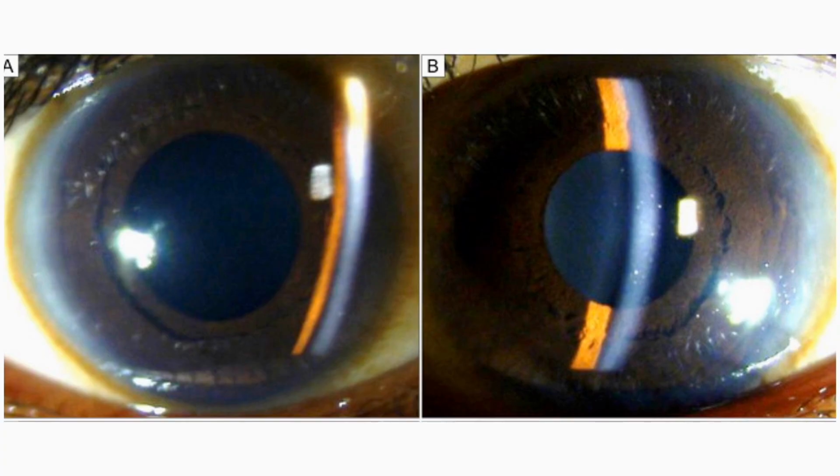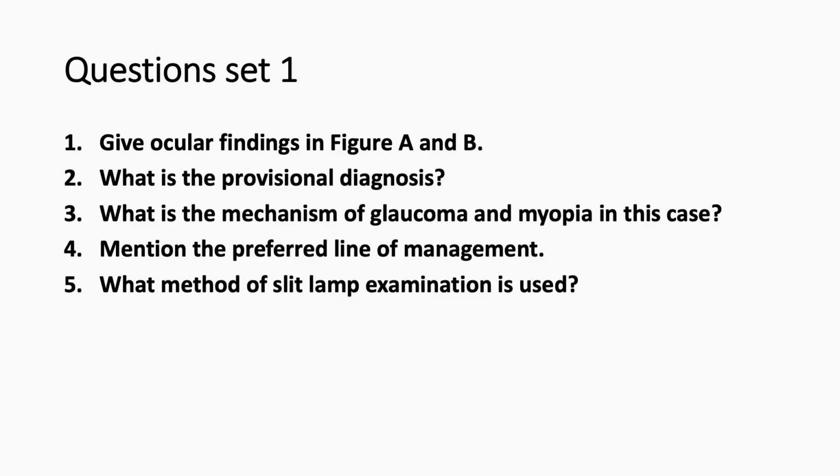Now when we look at the slit lamp images, we see something very characteristic. The anterior chamber depth is shallow. The iris is anteriorly bowed. The lens appears anteriorly positioned and thick. The pupil appears to be mid-dilated and fixed. The mid-dilated pupil is a classic sign of angle closure crisis.